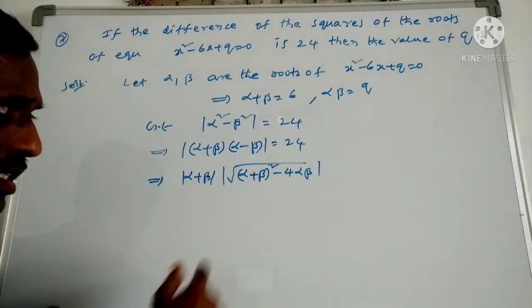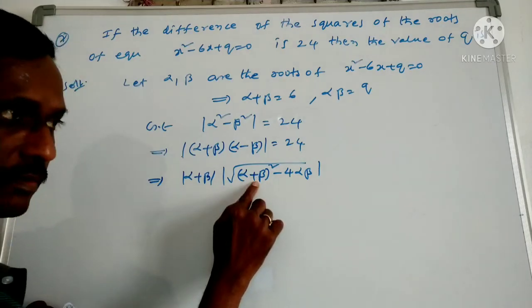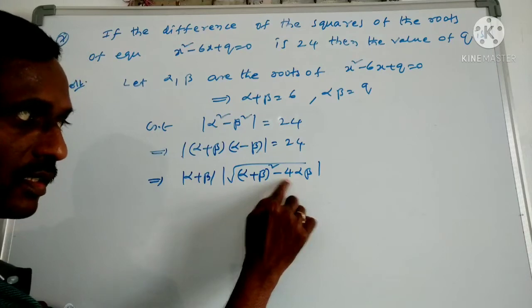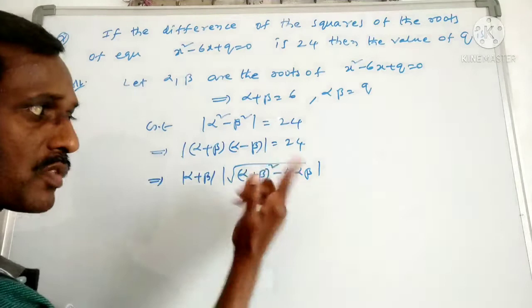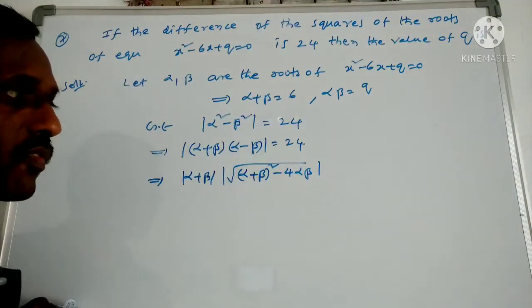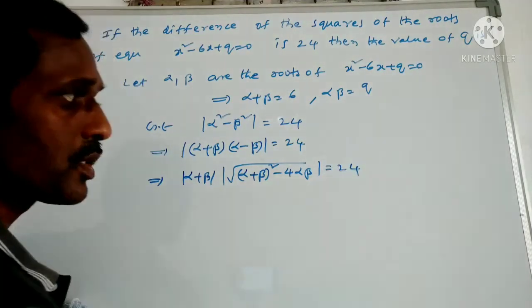If I expand this, alpha square plus beta square plus 2 alpha beta, again minus 4 alpha beta, what remains is alpha square plus beta square minus 2 alpha beta. This is the expansion of alpha minus beta whole square. The square root and square get cancelled. So alpha minus beta is nothing but the square root of alpha plus beta whole square minus 4 alpha beta, and the value is given as 24.